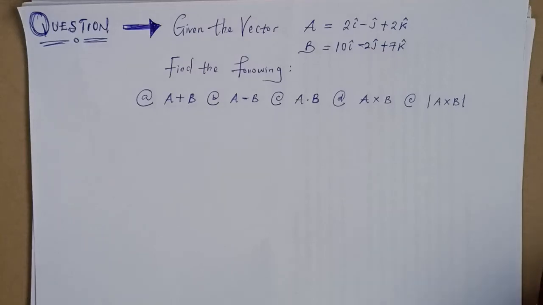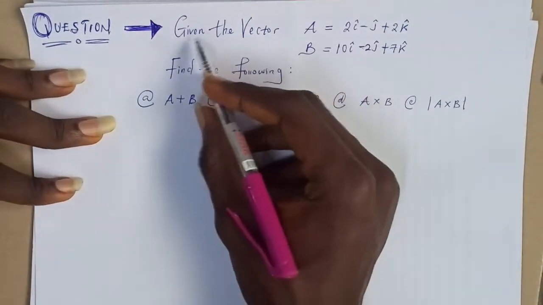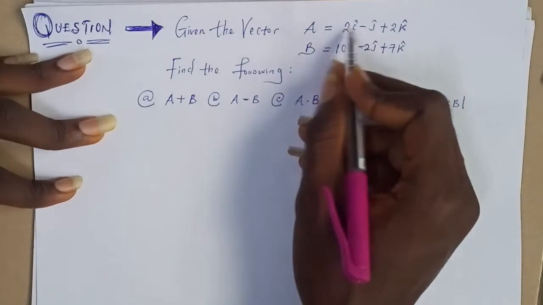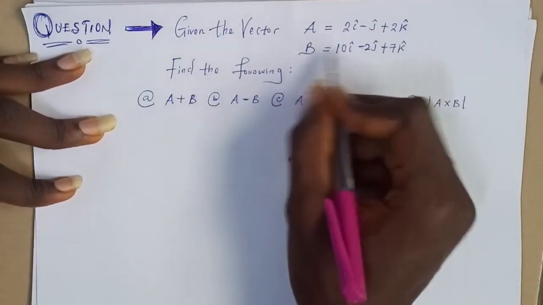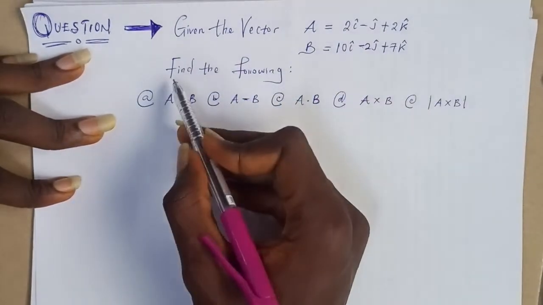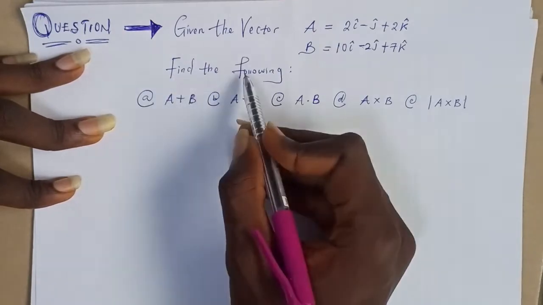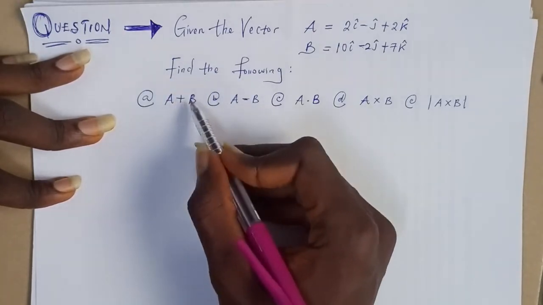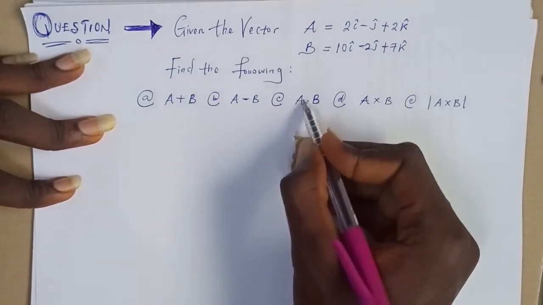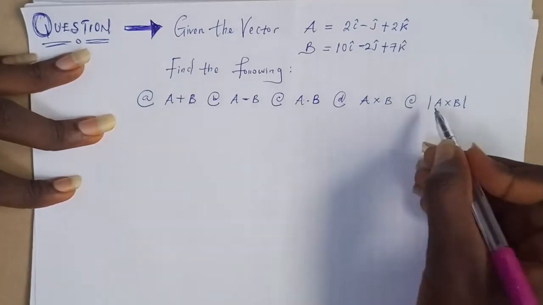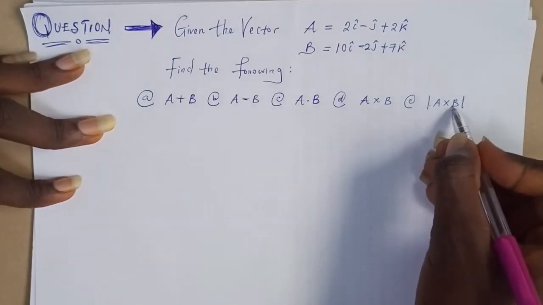Welcome, guys. The question here is actually based on vector. Considering this question, which says that given the vector a equals this expression and vector b equals this, the question instructed us to find the following: the addition, the subtraction, the scalar product, the vector product, and the magnitude of the vector product.